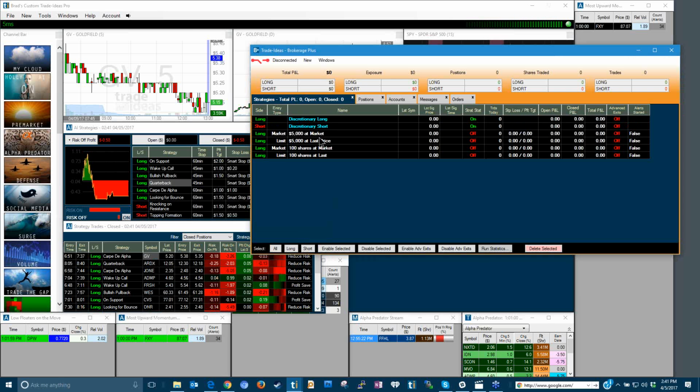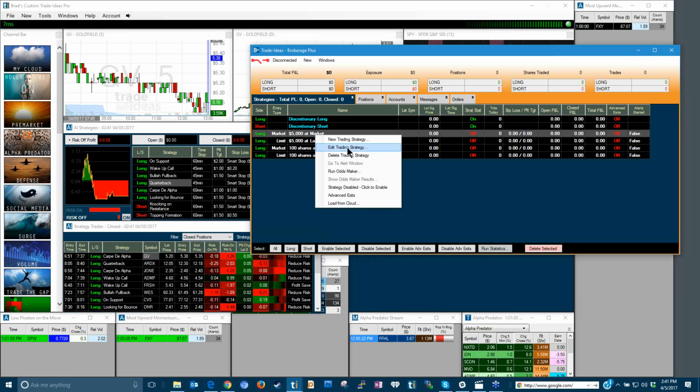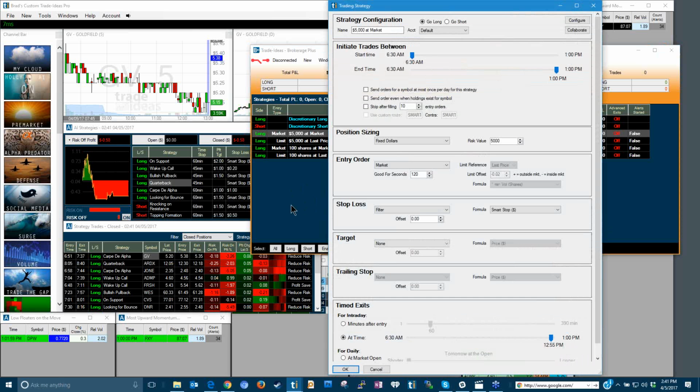So the answer is yes, and you can set that up here when you're defining that strategy. If you right-click and go to Edit Trading Strategy, this is where you can have it set up to automatically put in, let's say, a smart stop or a 50-cent stop, and put your target in there as well, so that when you do send that order, that stop will be in there.